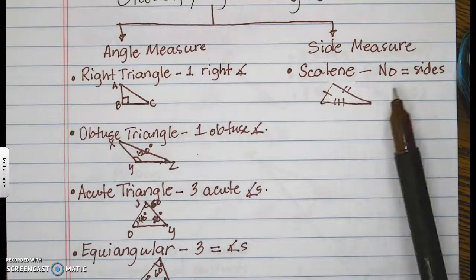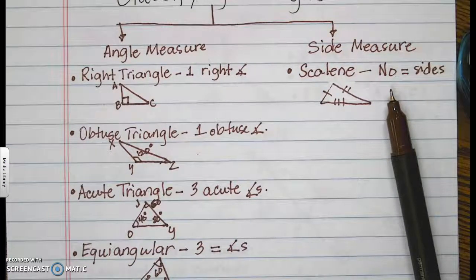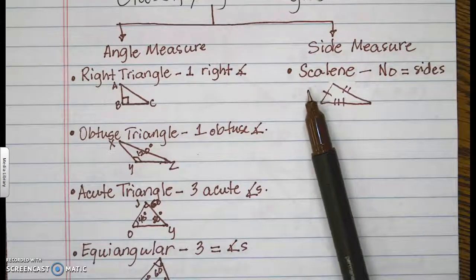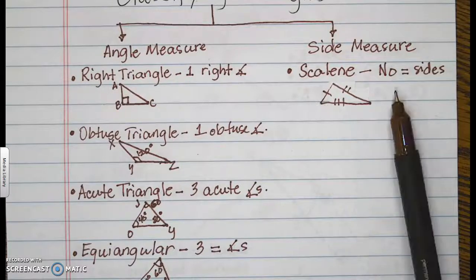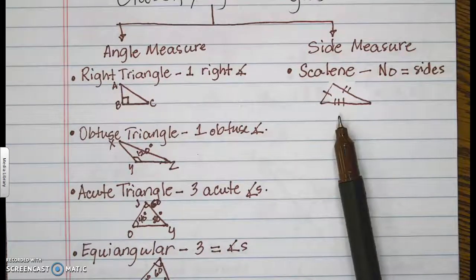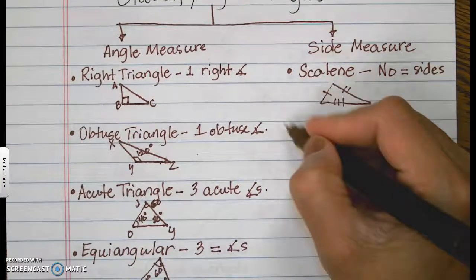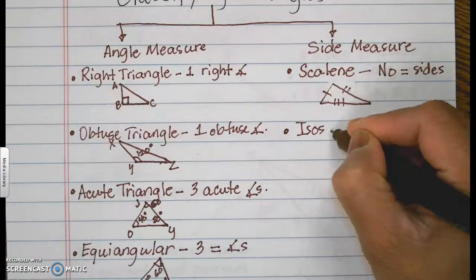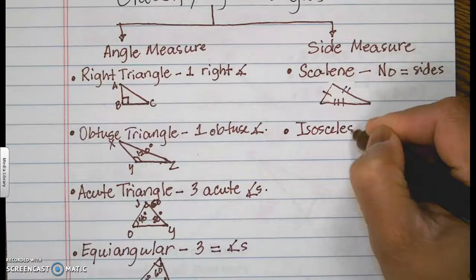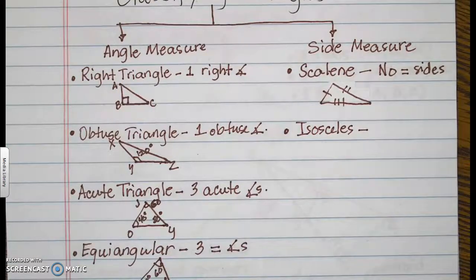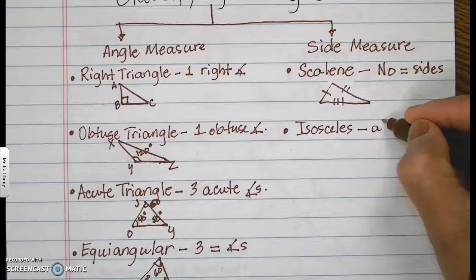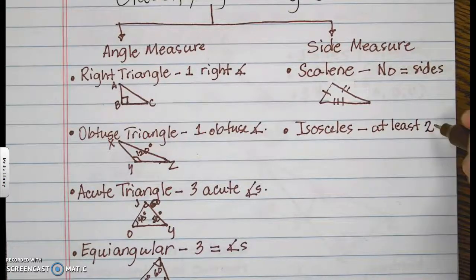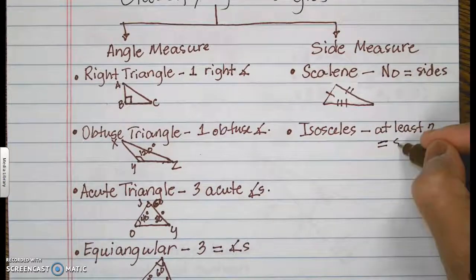Let us now go to the types of triangles with respect to the side measurement. The first type is scalene. Scalene is a triangle that has no equal sides. This is my given example. The next type is isosceles. An isosceles triangle is a triangle with at least two congruent sides.